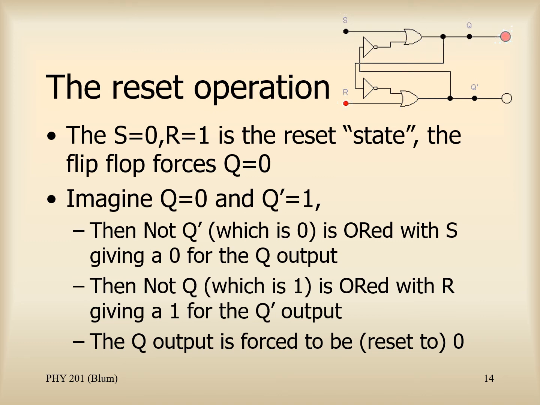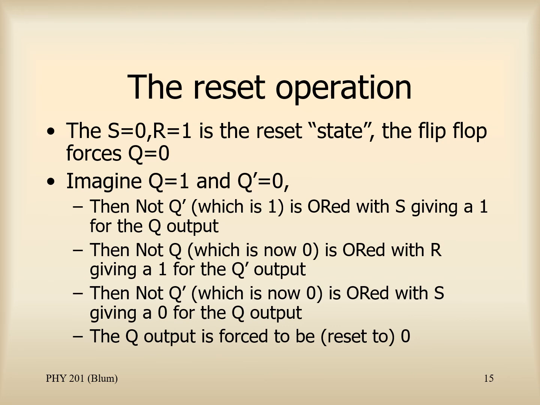But let's just be sure. So if Q started off at 0 and Q prime was 1, then we're going to take Q prime. Q prime was a 1. We invert it. That's a 0. That gets ORed with the S. For a reset, the S is 0. So we have 0 OR 0 giving Q of 0. The Q output is 0. Inverting it gives us a 1. That 1 is ORed with the R, which is a 1, giving us a Q prime of 1. And so when S is 0 and R is 1, we are going to be forced into the state where Q is 0 and Q prime 1.